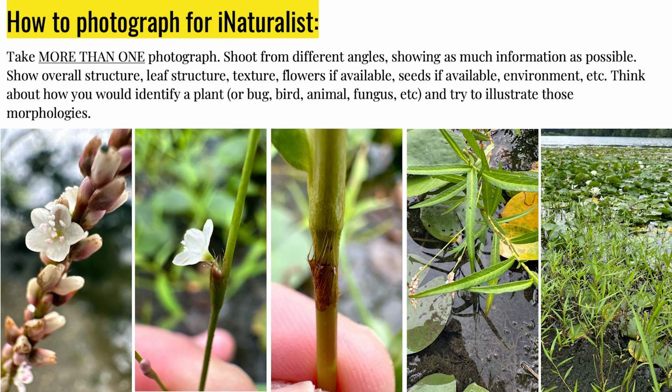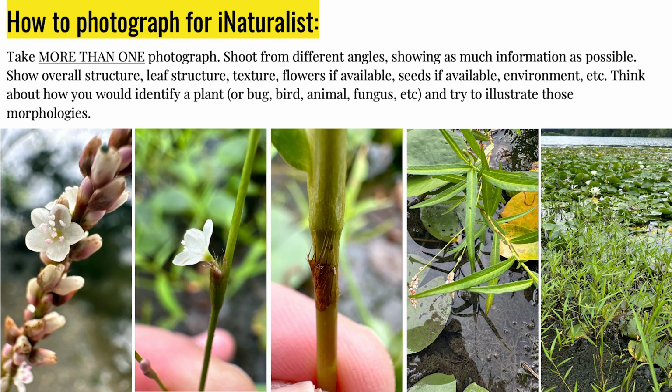Shoot from different angles, showing as much information as possible. Show overall structure, leaf structure, texture, flowers if available, seeds if available, environment. Think about how you would identify a plant and try to illustrate those morphologies. So in this example, it's a persicaria. I show the flower structure. I show what's called the ochrea, which I happen to know in this genus is a key identifying feature. It is an aquatic plant, so I showed it in water. I showed the environment. So all of these illustrations can easily make it identifiable, and that's the important part.